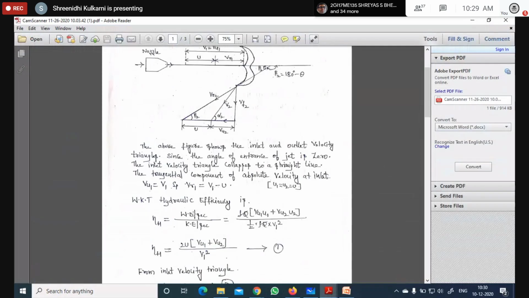So what is work done now? Here we can write it as rho Q into (Vu1 U1 plus Vu2 U2). Can anyone tell why I written positive here? I want an answer from your side. Why have I written positive here?